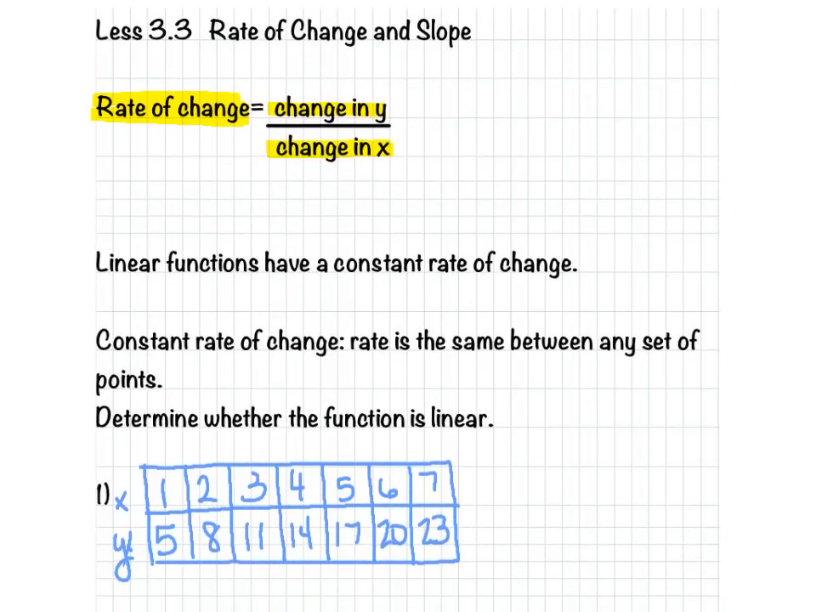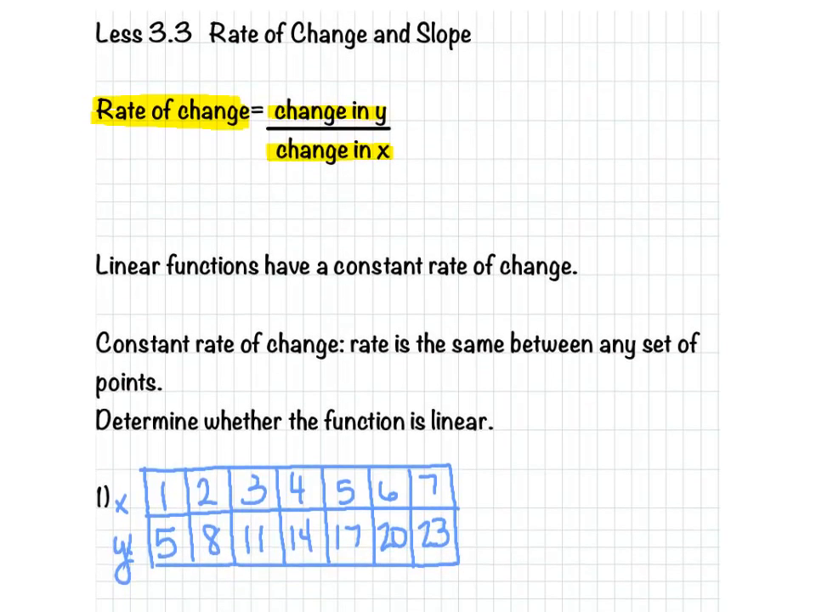You need to know that a linear function will always have a constant rate of change. That's why it forms a straight line, because there's a constant rate of change. A constant rate of change is when the rate is the same between any set of points.